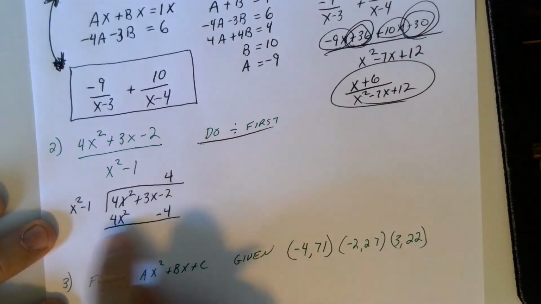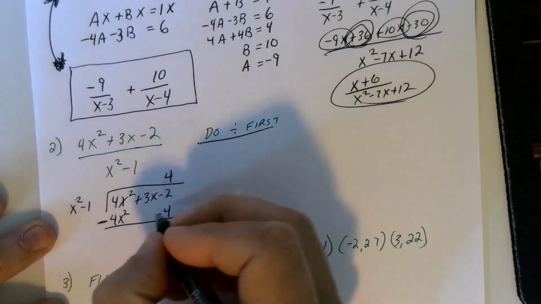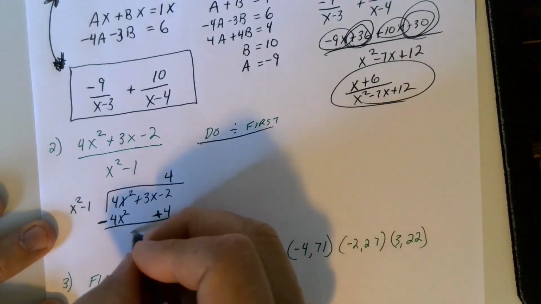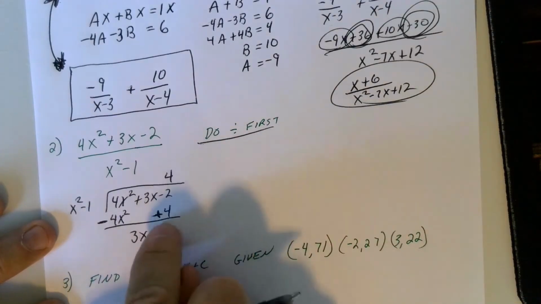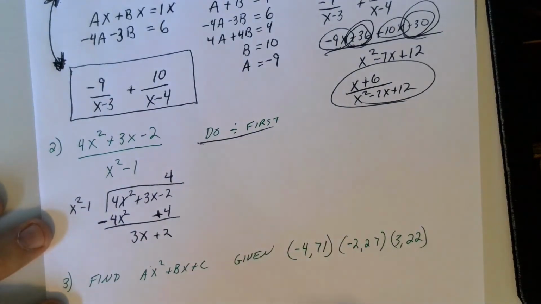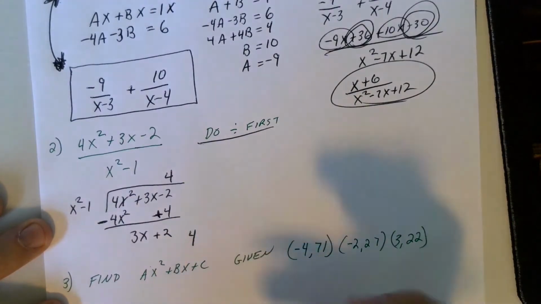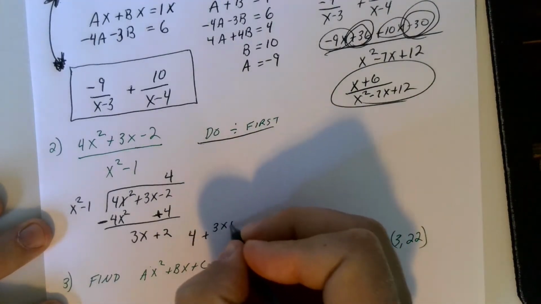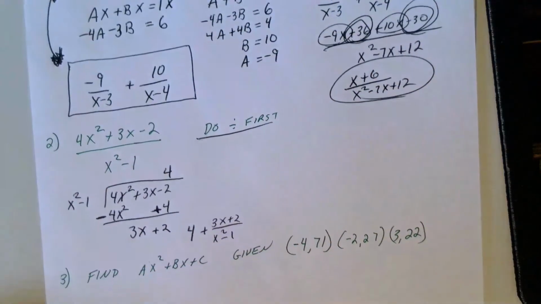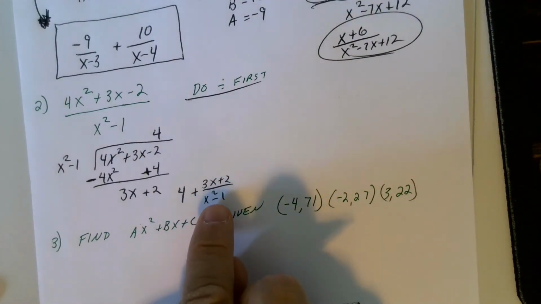And then what do I do with these terms? I subtract them. So I'm going to make that a minus, I'm going to make that a plus, so I'm basically changing the sign. So 4x squared minus 4x squared goes poof, and I get 3x, right? And then negative 2 and plus 4 is plus 2. So technically what I have right now is I have it going in 4 full times plus 3x plus 2 over x squared minus 1. So I can do integration with 4, that's not a problem.